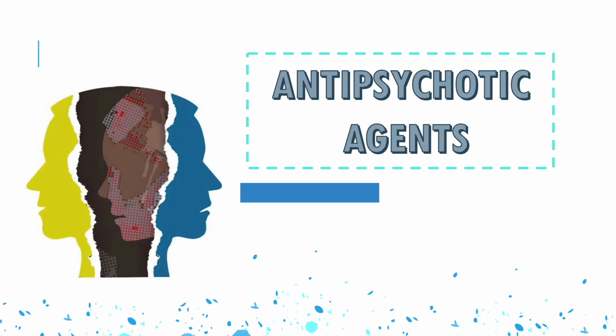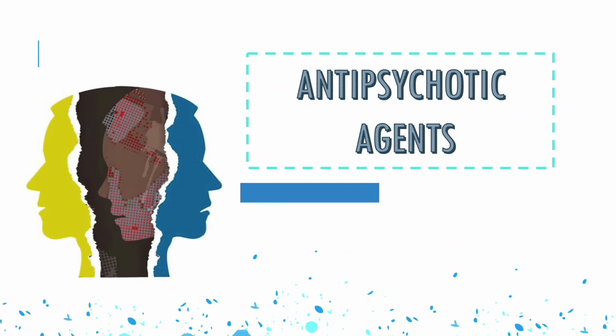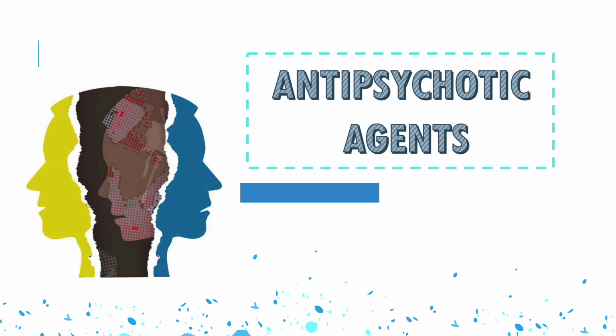At this juncture, we will discuss antipsychotic agents. Antipsychotic agents are also known as neuroleptics or psychotropics, but the preferred name for this group is either antipsychotics or neuroleptics. The term neuroleptic refers to any drug that modifies psychotic behavior and exerts an antipsychotic effect.